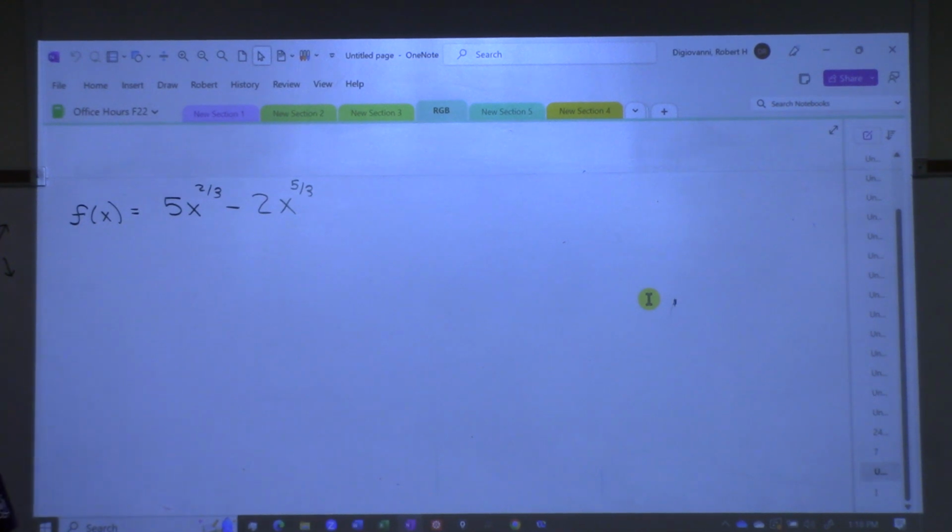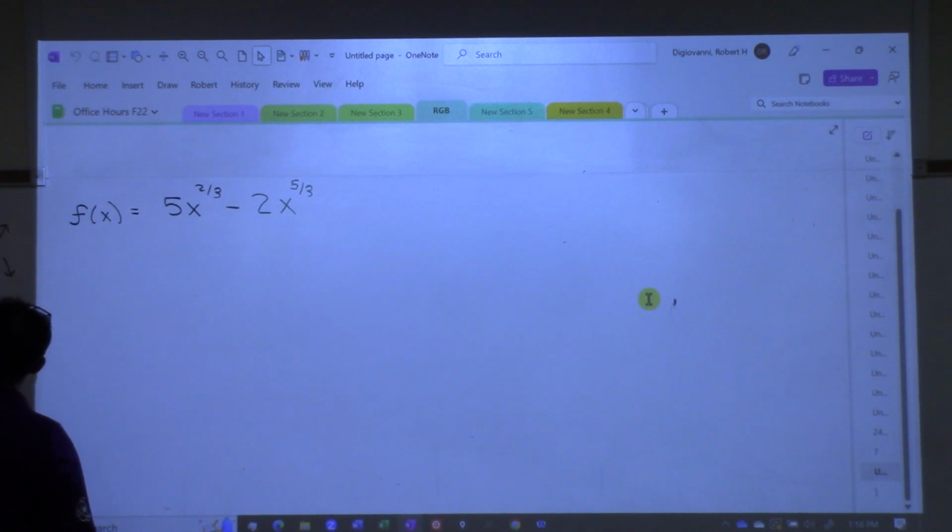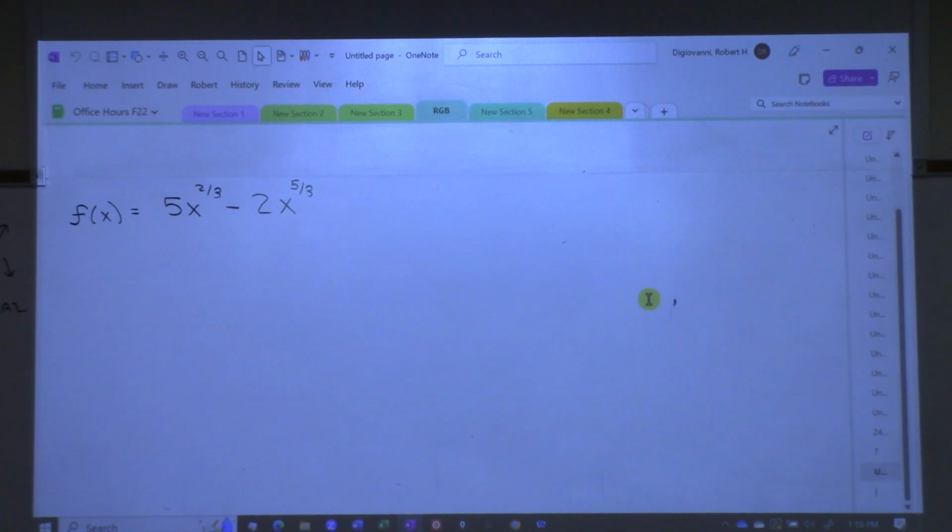Next thing I want to do is find any local maxes and mins. Those first three steps are what we did in class last time, right? But now, in addition to that, I'm going to add some more steps.